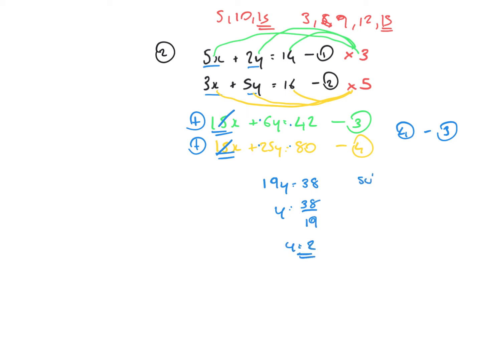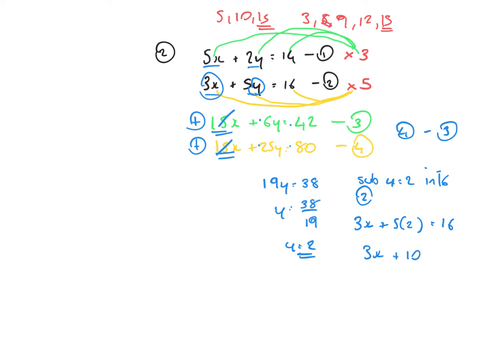I'm now going to sub y equals 2 into one of the equations. I've got 4 to choose from. So I'm going to sub it into, this time, equation 2. So wherever I see y, I'm going to replace it with 2. So it's going to be 3x plus 5 lots of y, which is 2, and that's equal to 16.